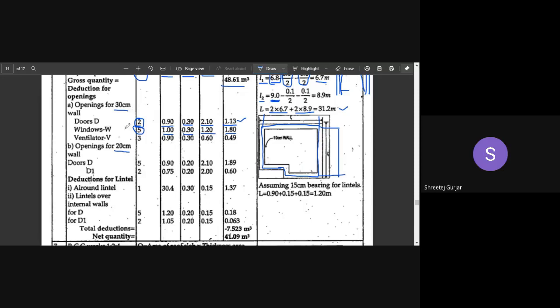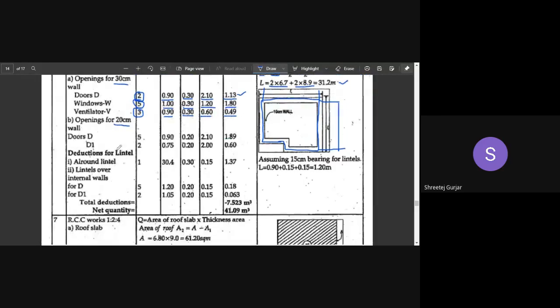Next, coming to ventilator in 30 centimeter wall. Ventilators in 30 centimeter wall are 3 in number, and the size of ventilator they have given is 0.9 meter in width, 0.6 meter in height, and this is the wall thickness itself. So multiplying those values, we get the quantity of deduction required for ventilators in 30 centimeter wall.